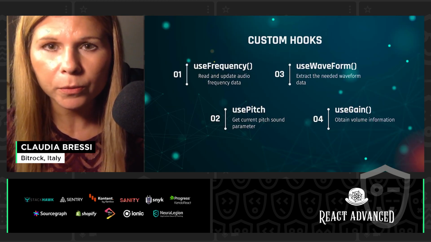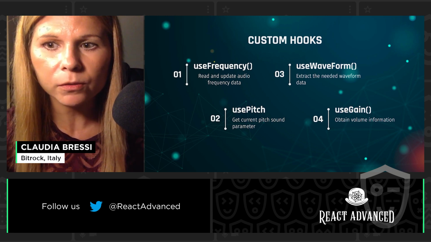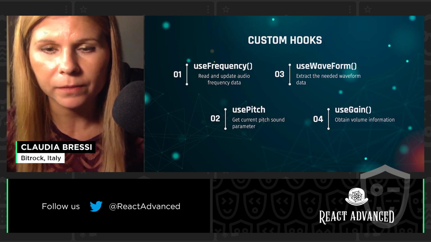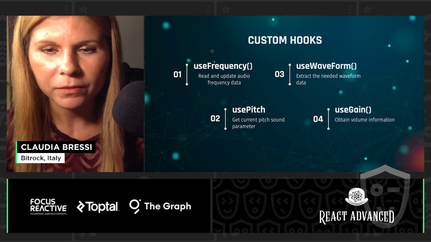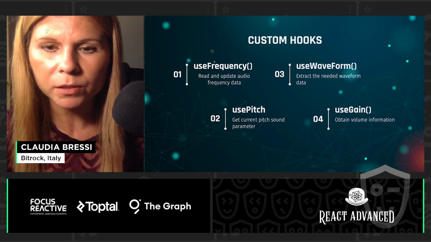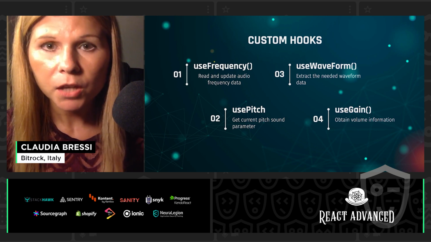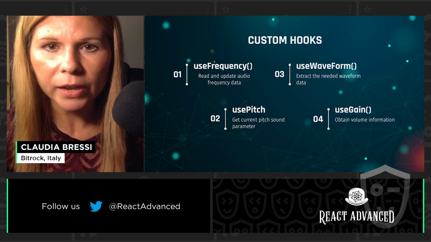In order to improve our project, I've built up some custom hooks to improve modularity and reuse throughout the codebase. useFrequency extracts any frequency value from the audio file. useWaveform gets the full sound spectrum in terms of time domain data. usePitch reads the current sound pitch value. And finally, useGain pulls out volume from input.